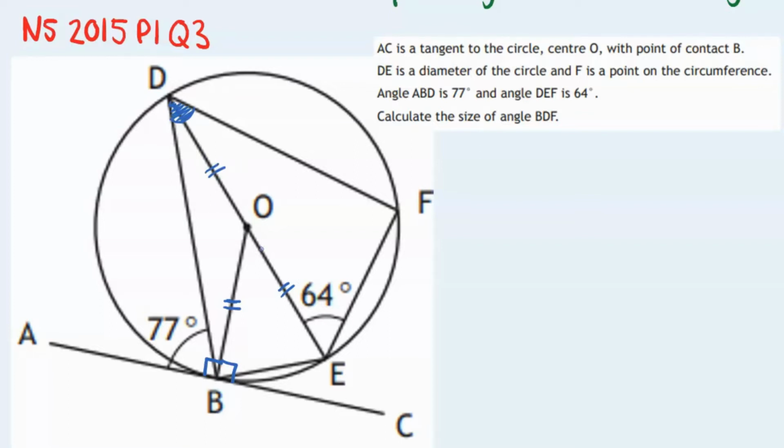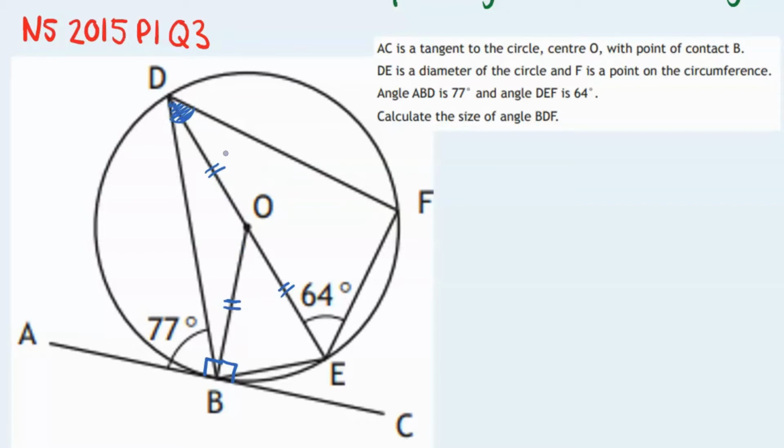Now, hopefully by doing that, I can spot some isosceles triangles. So I can already spot two isosceles triangles. What I have is a triangle OBE. That's an isosceles triangle, and I also have triangle OBD as well. So I have two isosceles triangles, so hopefully that will help us at some point.